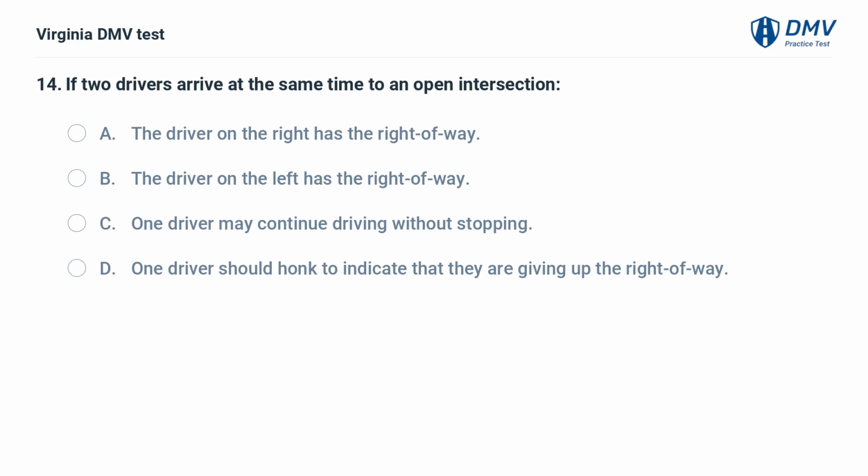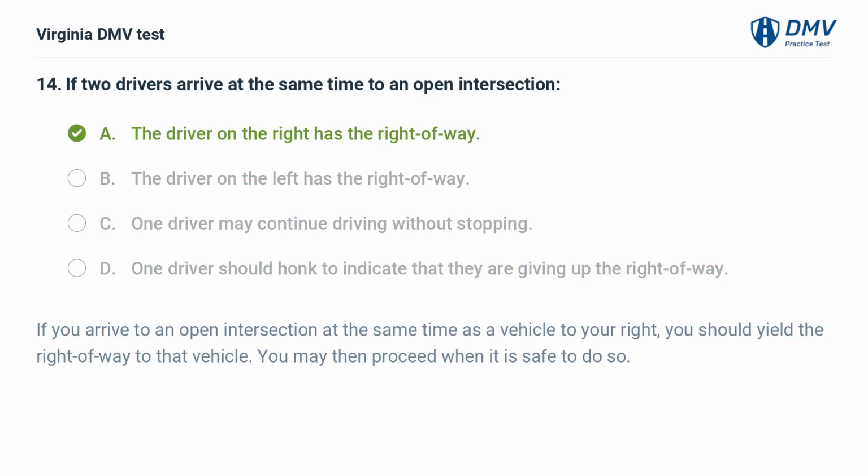If two drivers arrive at the same time to an open intersection, A. The driver on the right has the right of way. B. The driver on the left has the right of way. C. One driver may continue driving without stopping. D. One driver should honk to indicate that they are giving up the right of way.